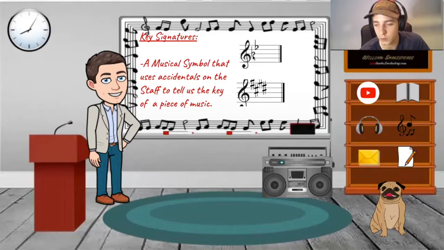So in this first one, we have a flat on the B line of the treble clef staff and a flat on the E space of the treble clef staff. So we know that we're going to be flatting the B and the E. And the only major scale that has those two flat notes and only those two flat notes is the B flat major scale. So that's how we basically read these key signatures.